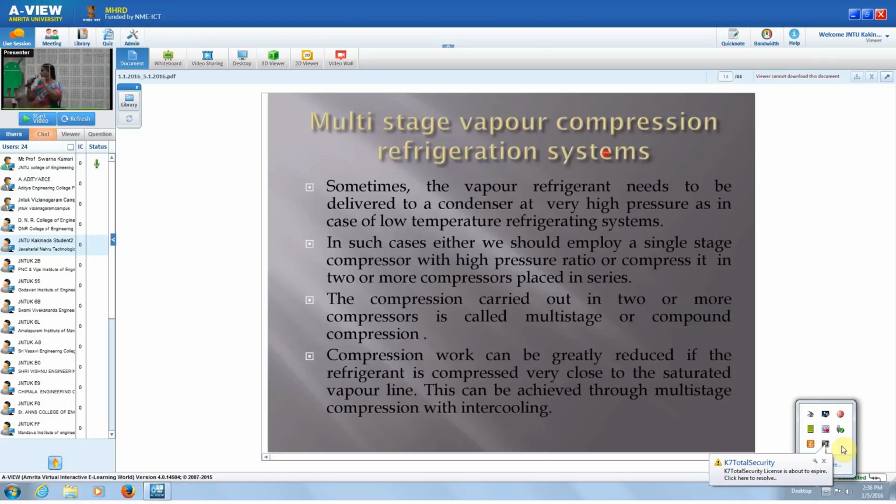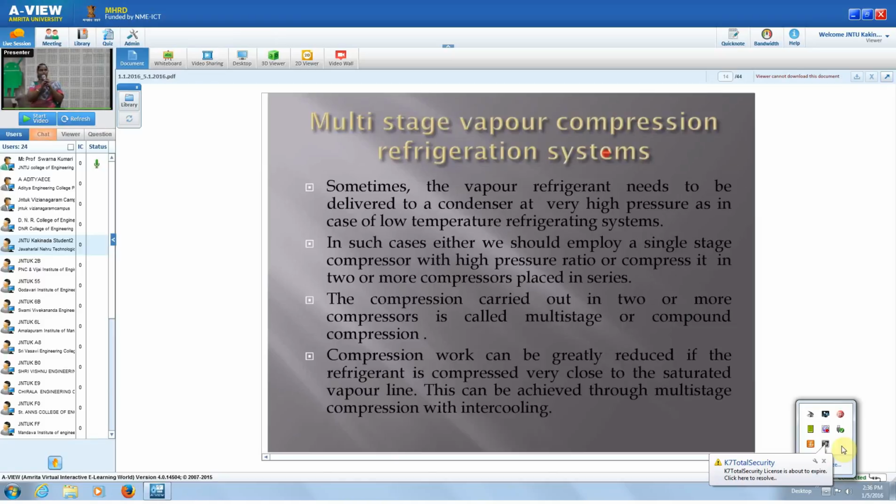Okay. So whenever the temperature required is low, the suction pressure will also be very much lower than atmospheric pressure. So with that COP will be less. And also whenever the condensation temperature required is high, for example some 70 degrees centigrade or 100 degrees centigrade in the condenser, in that case also the coefficient of performance of the vapor compression cycle is very less. Okay. To increase the coefficient of performance, we have to go for multi-stage vapor compression refrigeration.